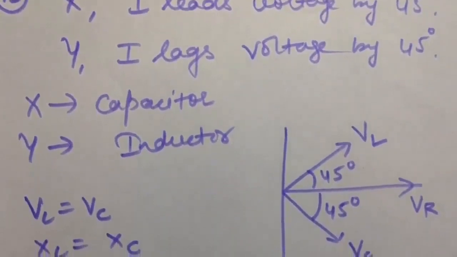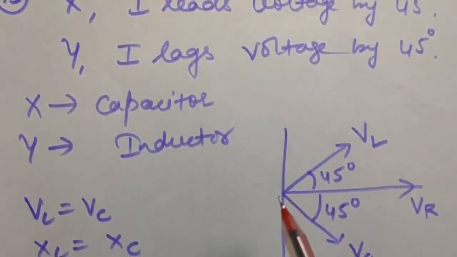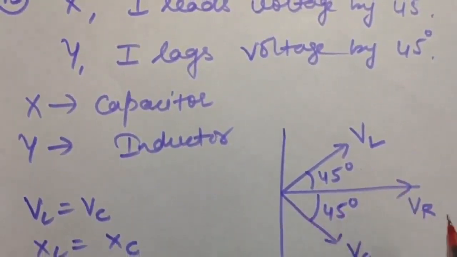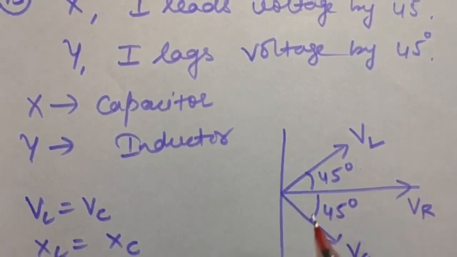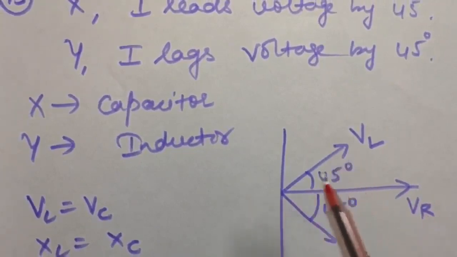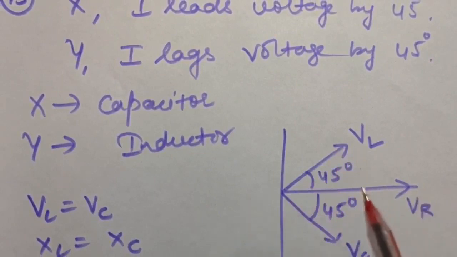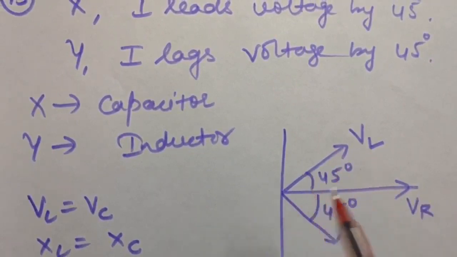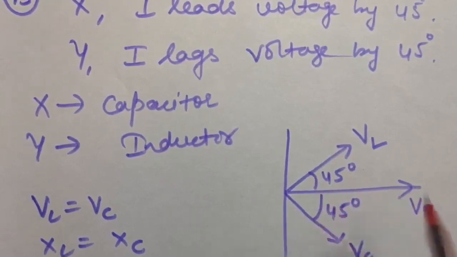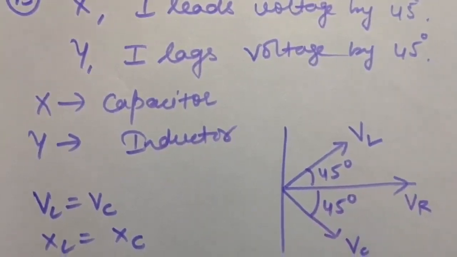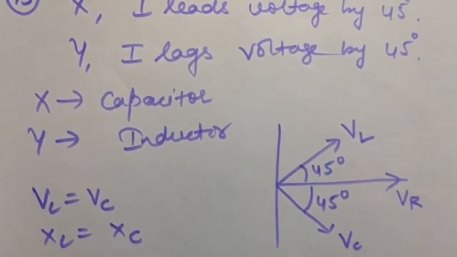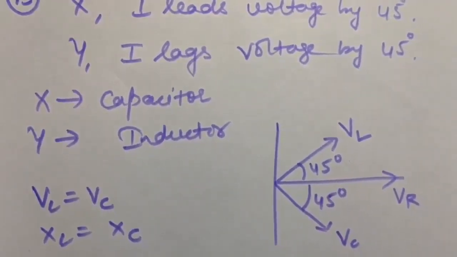Okay, so now let us draw a graph. This is your VR, that is voltage due to resistance. This is your VL, which is leading, at an angle of 45 degrees with your voltage, and this is your VC, which is at an angle of 45 degrees again with the VR. But now, as you can see, VL is leading and VC is lagging behind.